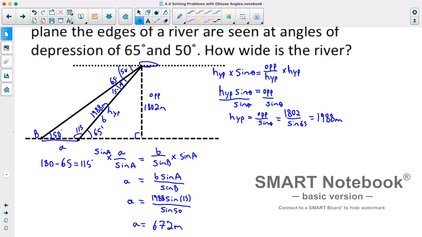So, like I mentioned, we're just taking word problems, drawing out triangles, and then solving them using the skills that we've learned earlier in this chapter.